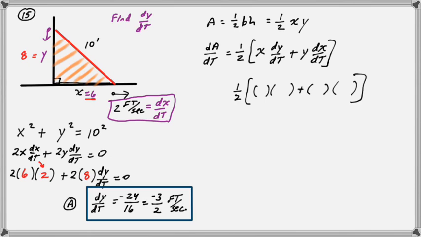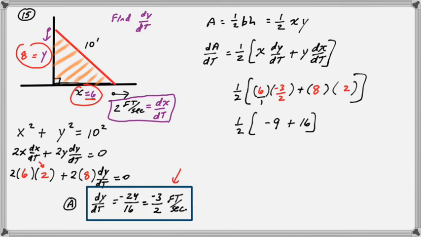So x, I think, was 6, so I put a 6. dy dt we found down here to be negative 3 over 2. Y, I think, was 8. And dx dt is 2. So I just need to simplify this. This would be 18 over 2, which is 9, and I think it's negative, right? And this is what? 8 times 2 is 16. So I think that makes it 7 over 2, or 3.5, for how fast the area is changing at that time.